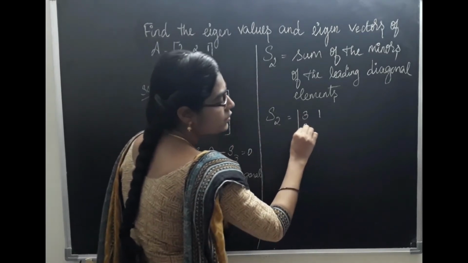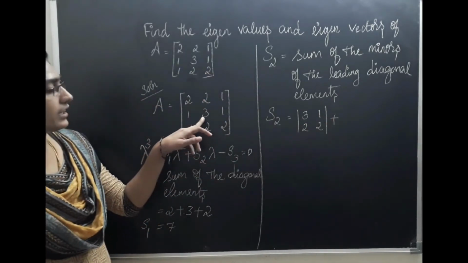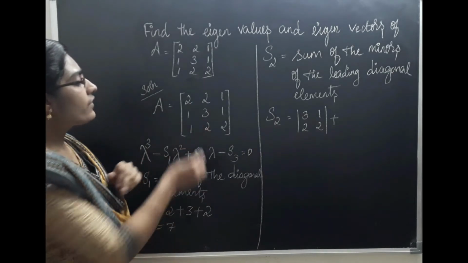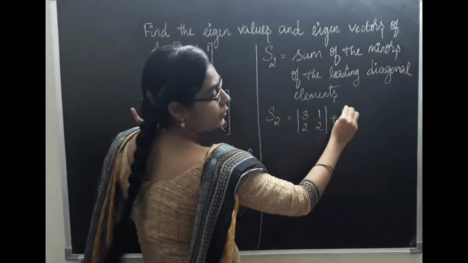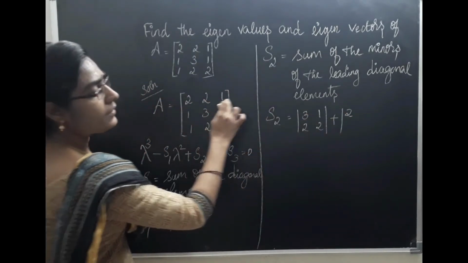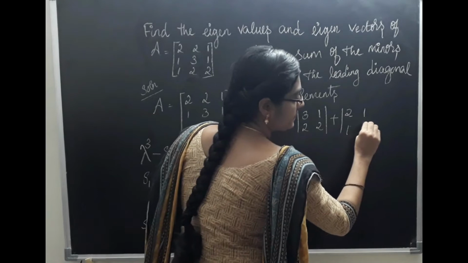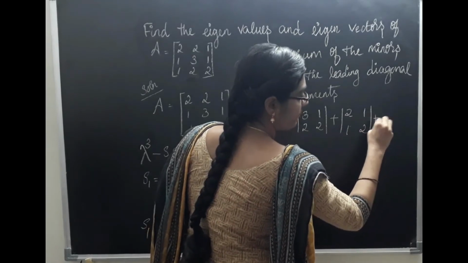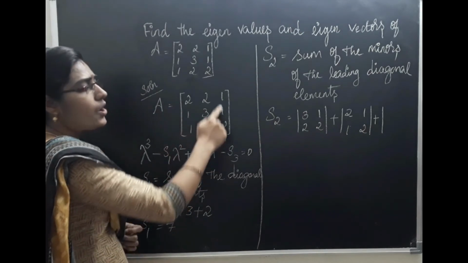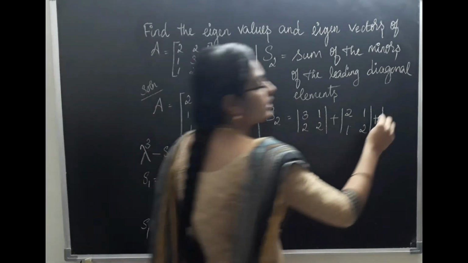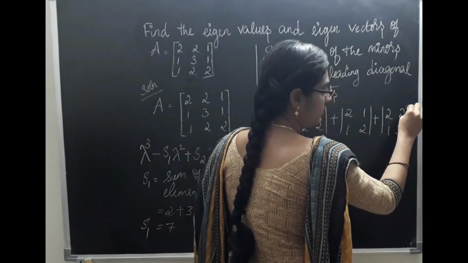That gives [3, 1; 2, 2]. Then the second element of the diagonal, that is A22. For this we need to cancel the second row and the second column and then write the remaining, that is [2, 1; 1, 2]. For A33, we need to cancel the last row and the last column. So the remaining is [2, 2; 1, 3].